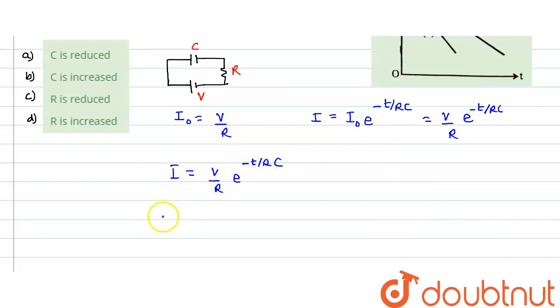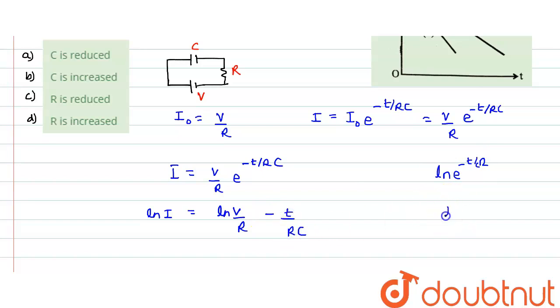If we take log onto both sides, then it would be ln I equals to ln V divided by R, plus ln of e to the power minus t divided by RC. Here the base is e, since we are taking natural log. So this ln e would be 1, and the power comes in as the coefficient. So it would be minus t divided by RC.